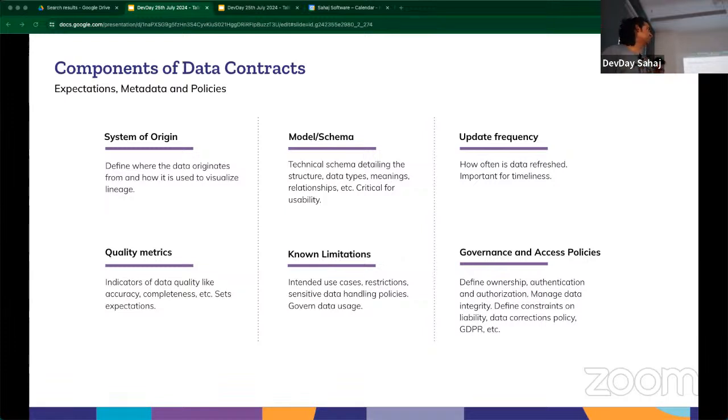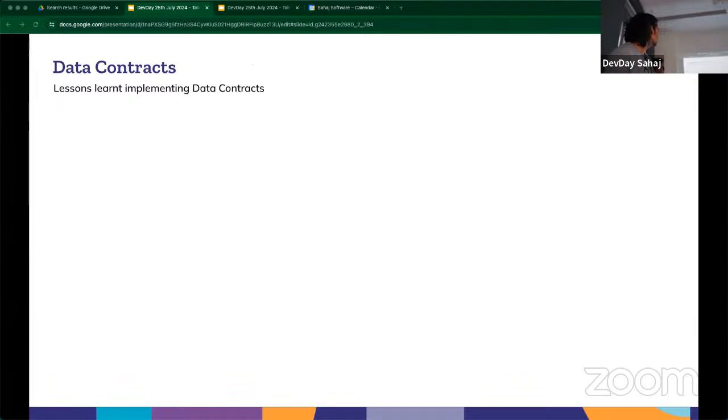And the other thing that we learned is also establishing some sort of governance and access policies. So this is one of the aspects that gets ignored until very late. As soon as you start thinking of building a data product, think about what are the fields that are going to be sensitive. If there is any sort of compliance or regulatory requirements, you want to think about that early on so that you don't expose any sort of sensitive data to your users that is not encrypted or not meant to be used. So these are some of the components of data contracts.